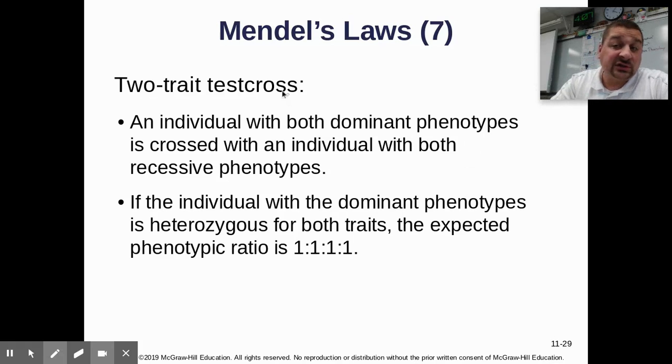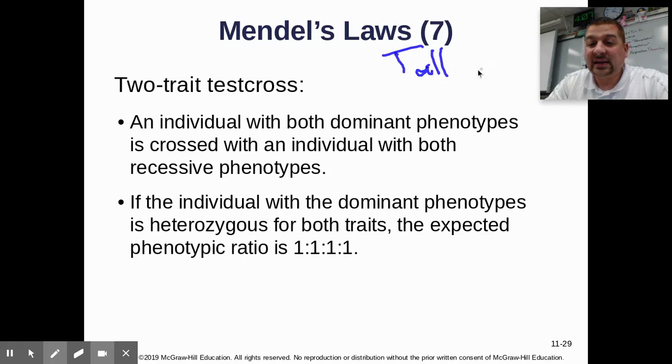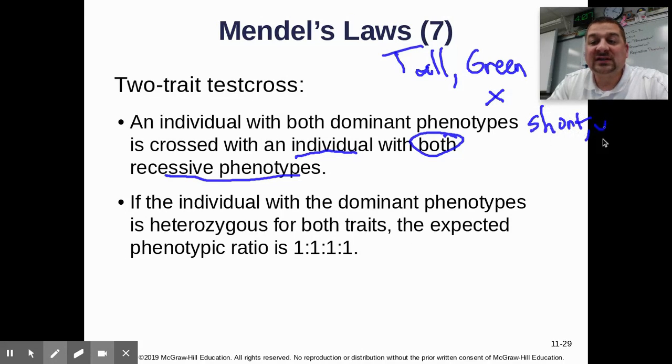And you can actually do a two-trait test cross. Let's say my plants are tall, and thinking back to the example we worked earlier, they're tall and they have green pods. Well, are they pure tall, pure green pods? How do I know that? Again, cross it with an individual that's recessive for both phenotypes, for both traits. So I would cross my tall green plant with a short plant with yellow pods.